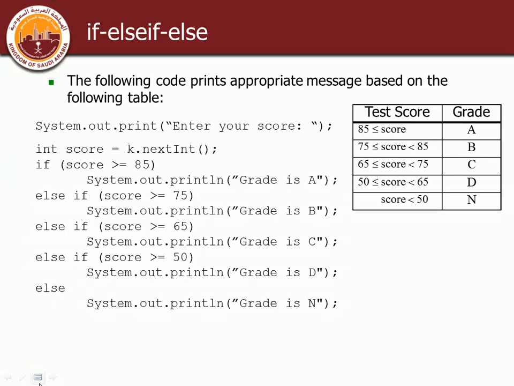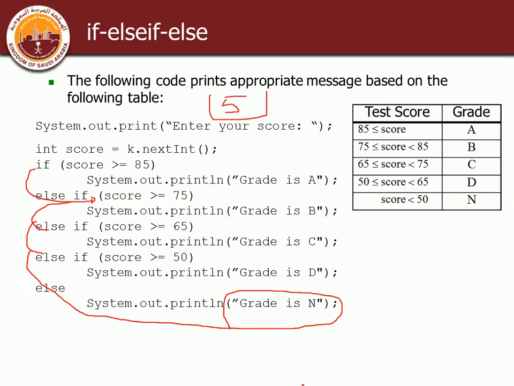For example, let's run this code and let's put 5 into score. Imagine that this is score. Inside my score I put 5. Is 5 greater than 85? No. What should I do? Go to else. Else if, ask the other question. Is 5 greater or equal than 75? No. Keep going. Else, keep asking the question. Is 65? No. 50? No. Else? Okay, else, so I'm going to display the grade is N.